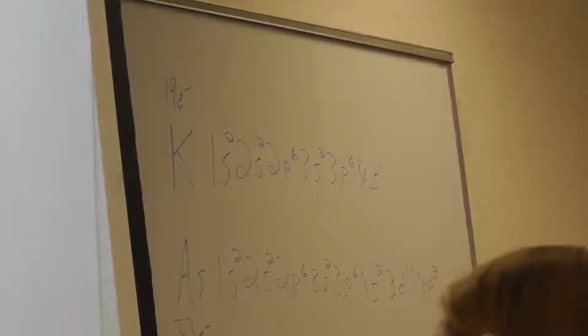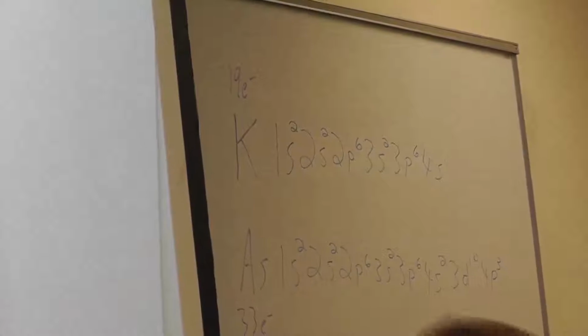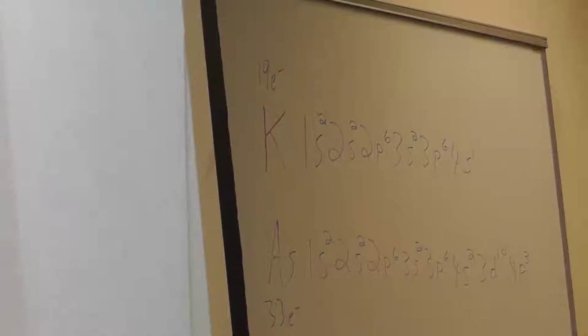D, 5 orbitals at 2 electrons each would be a maximum of 10, correct? And F? 14. 7 orbitals at 2 electrons each would be a maximum capacity of 14 for an F sublevel. The capacity of an F orbital is 2, like every other orbital, but the total capacity of an F sublevel is 14.